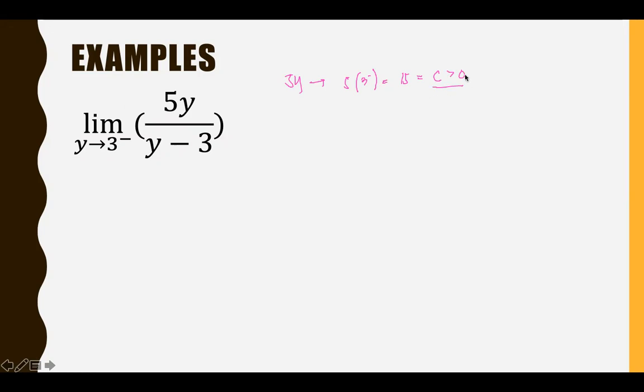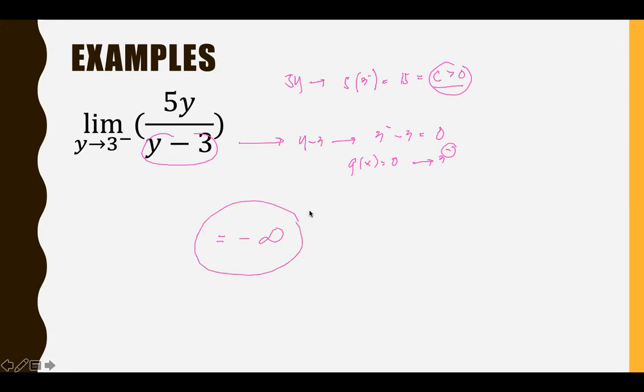You need to take note of this. Let's proceed to the denominator. If we substitute y minus 3, it will be 3 from the left minus 3, and it is equal to 0. So our g of x is equal to 0. However, if you notice, it's approaching 3 from the left. So therefore, from the theorem we have earlier, it is equal to negative infinity.